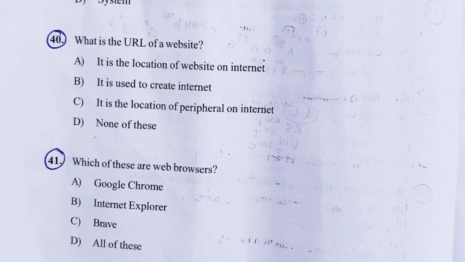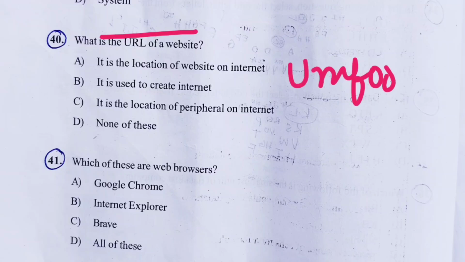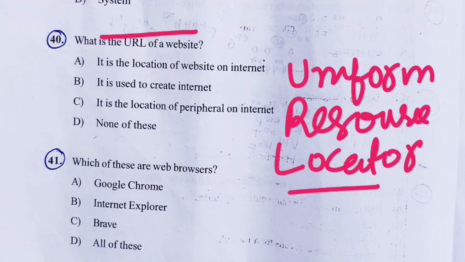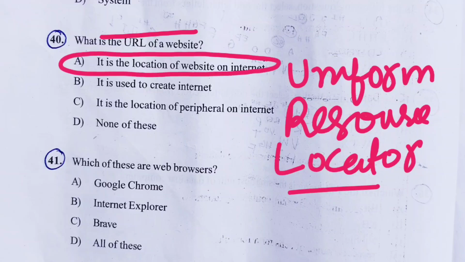Next question is, what is the URL for a website? URL means uniform resource locator. It is a location of the website on the internet. That means option A should be correct in this case.